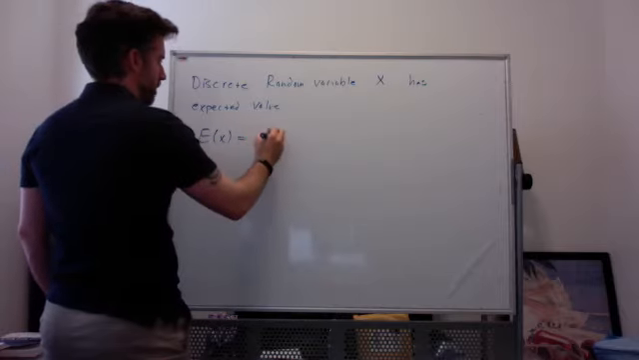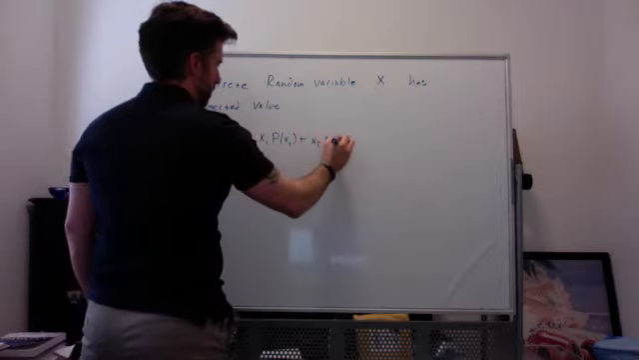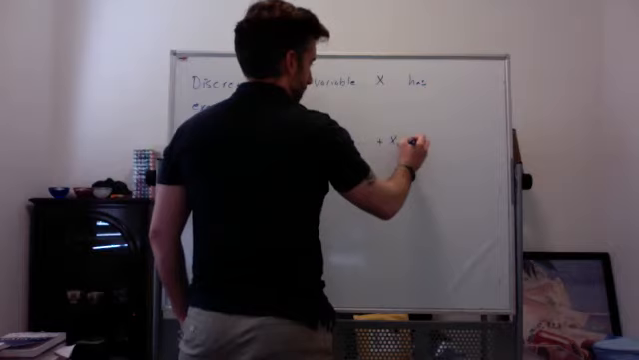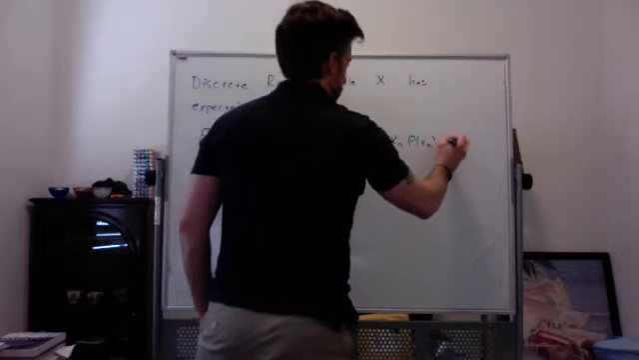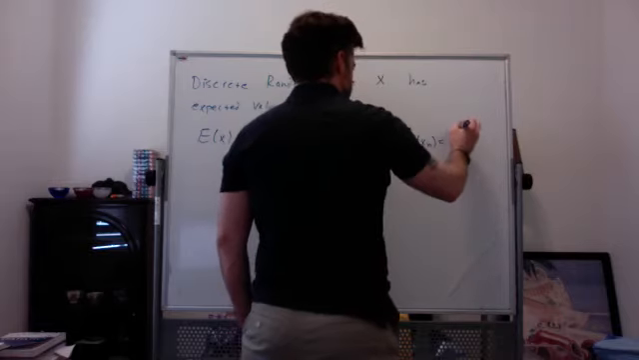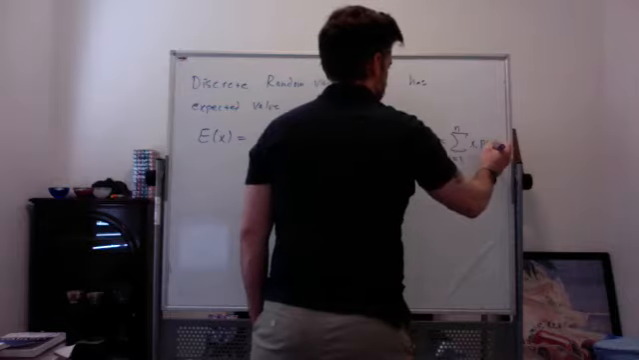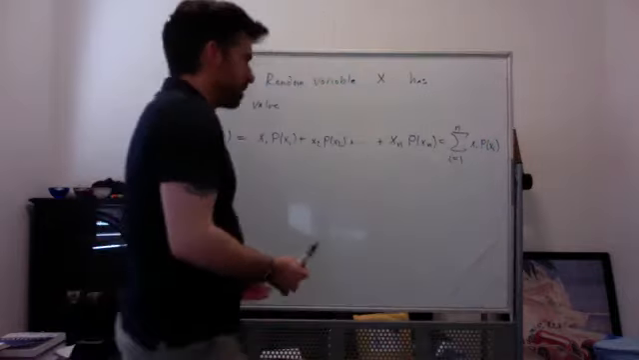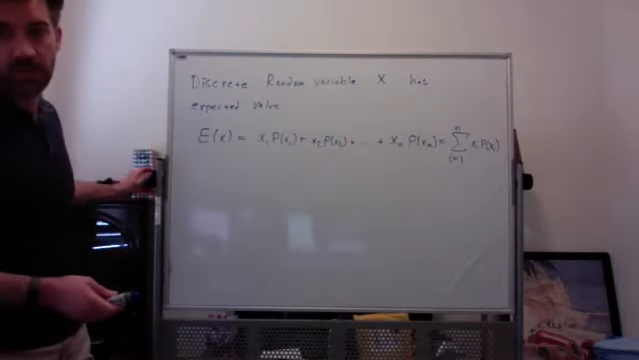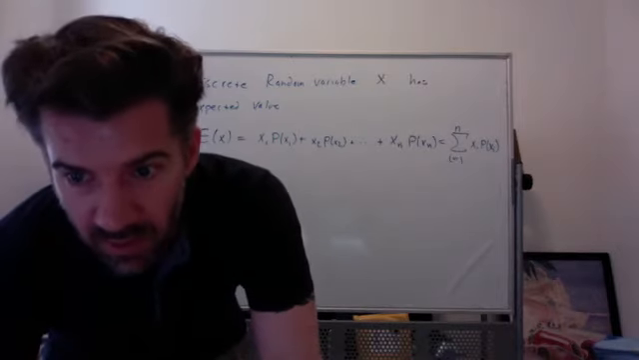It's x of 1 times the probability that x of 1 occurs plus x of 2 times the probability that x of 2 occurs plus all the way up until the last value, so x of n times the probability that x of n occurs, which we can write as the sum from i equals 1 to n of x of i times the probability of x of i. This is the typical way of writing the expected value or the mean. I feel like before I do that, I should give you another example.